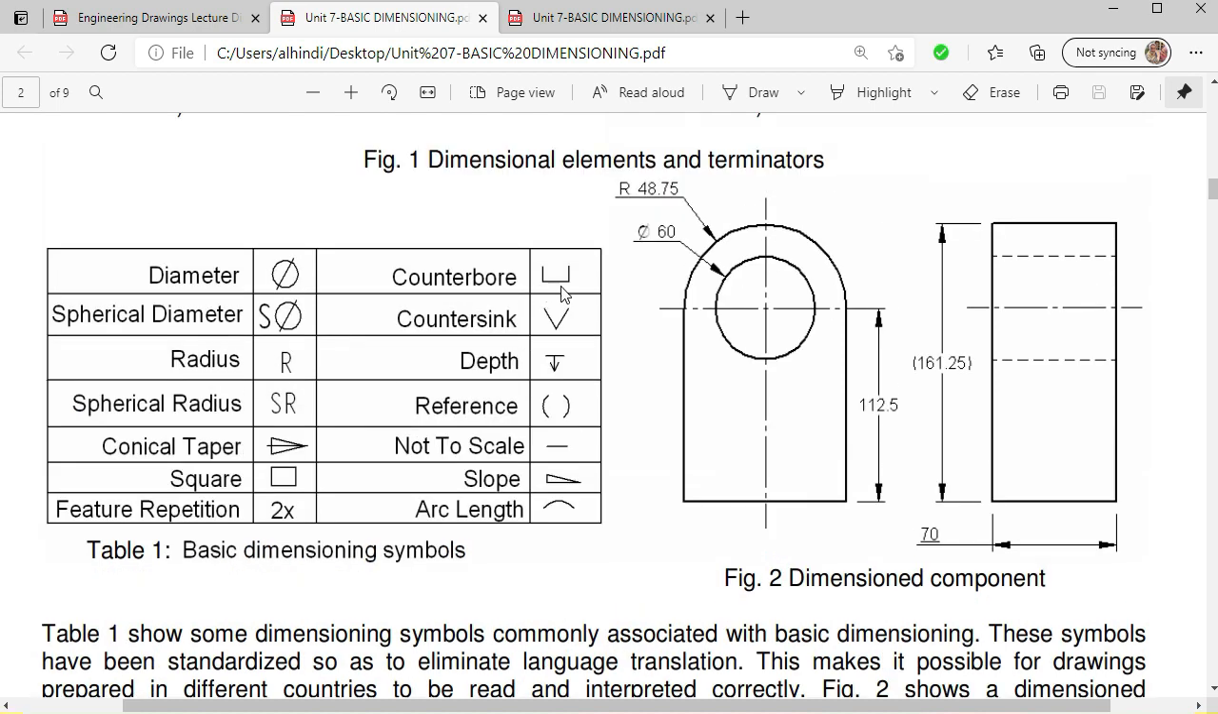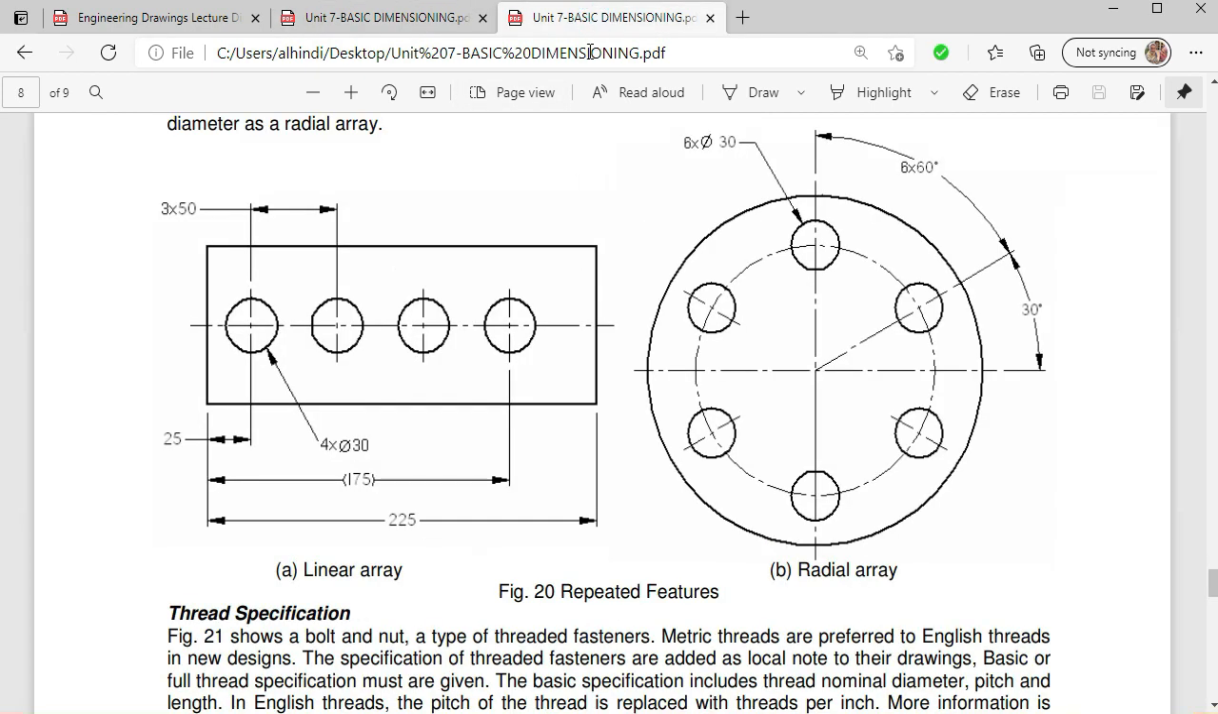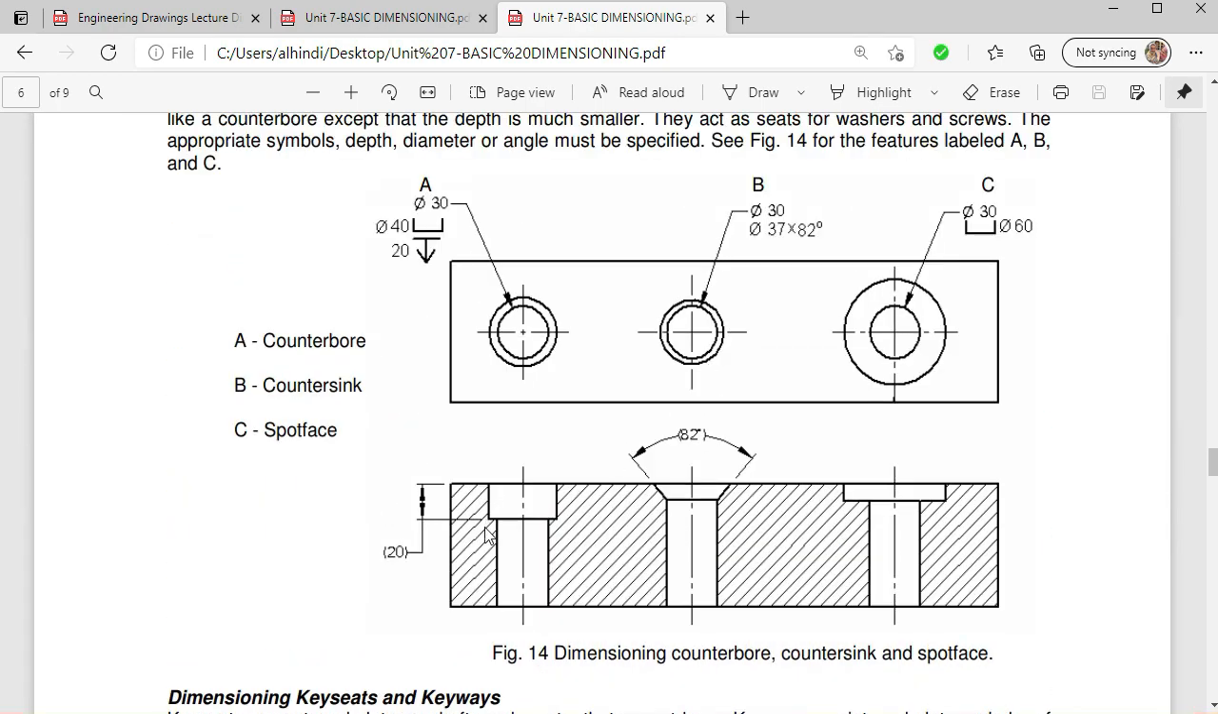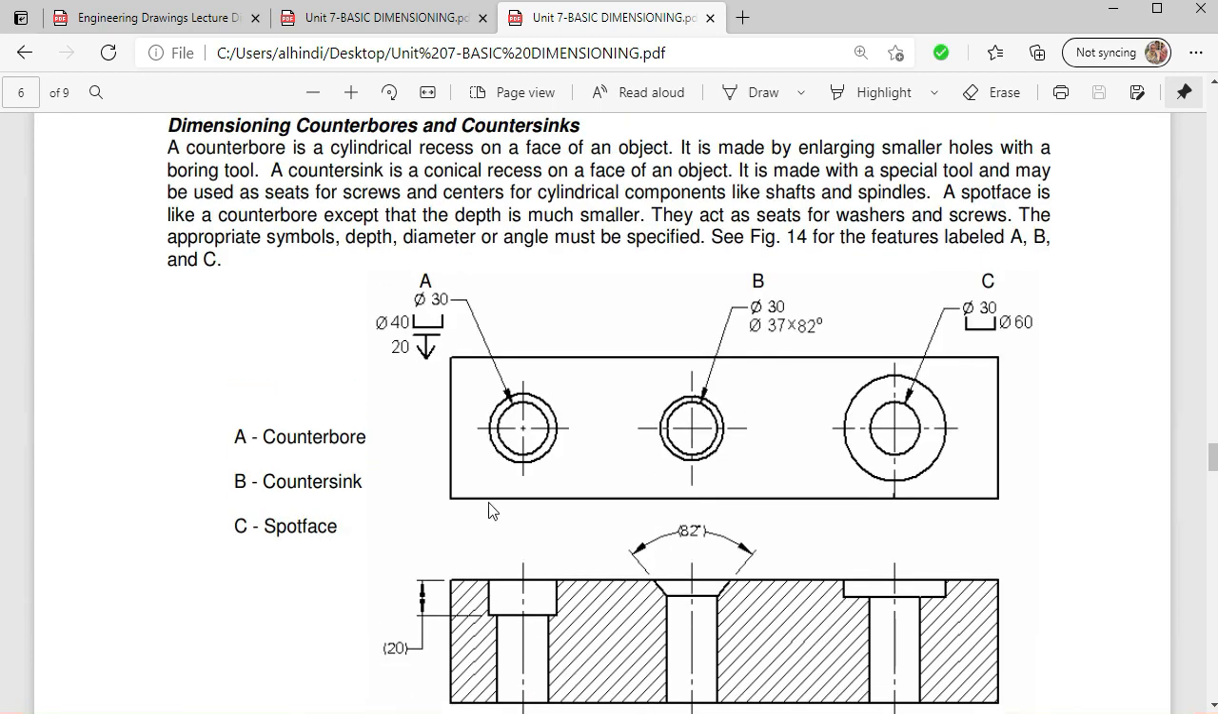Now is the counter bore. For example, we have drilled up to the middle, or we have not drilled throughout and we have made a blind hole, or we have made a counter bore. Let's move upward to show you. Yeah, this one. So this is the counter bore. In order to show this counter bore, we are using this symbol, and you can see this is just similar to this counter bore. Phi 40 is the diameter of this counter bore. This is not a thorough hole.